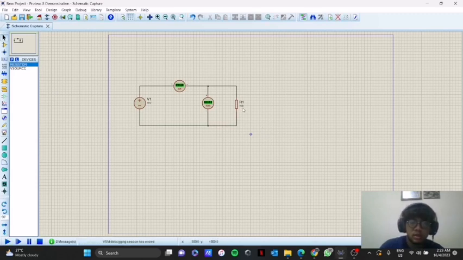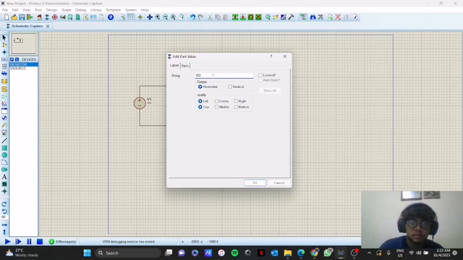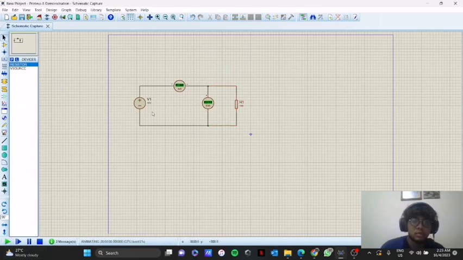start the simulation, and then we continue with the other resistor value, which is 150. We run the program, and then we take the measured values of the ammeter and voltmeter, and we continue this step until the 1k resistor. That's all for lab activity 1.